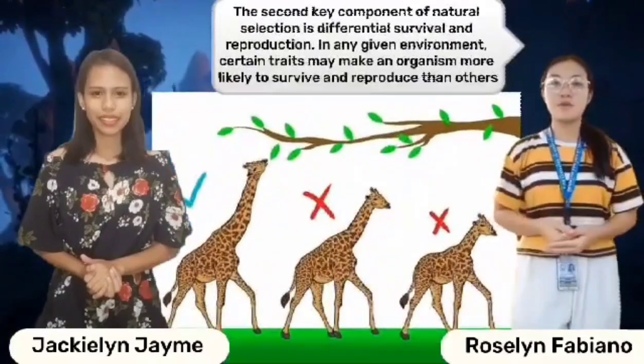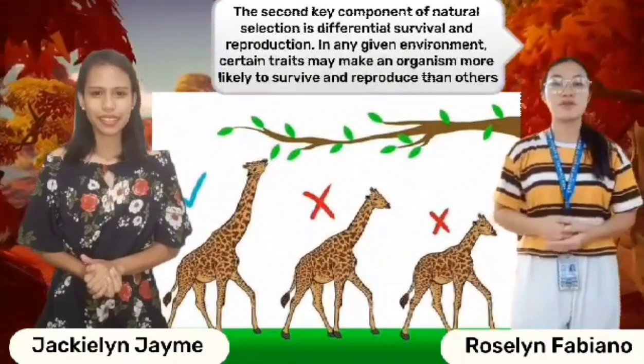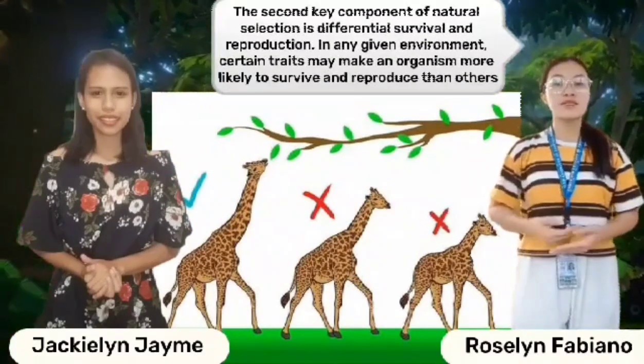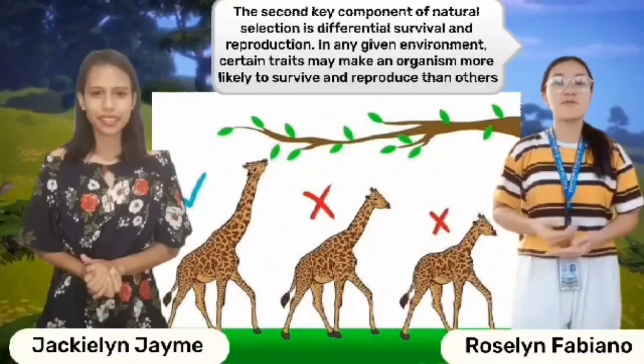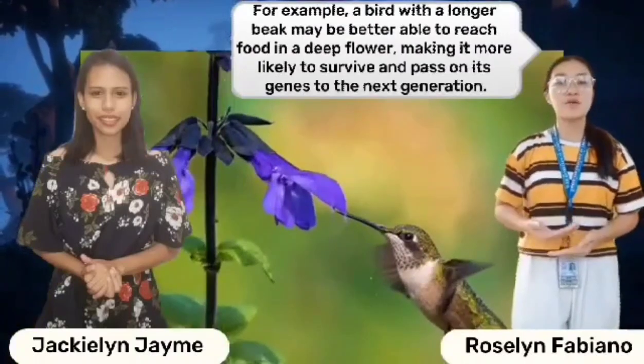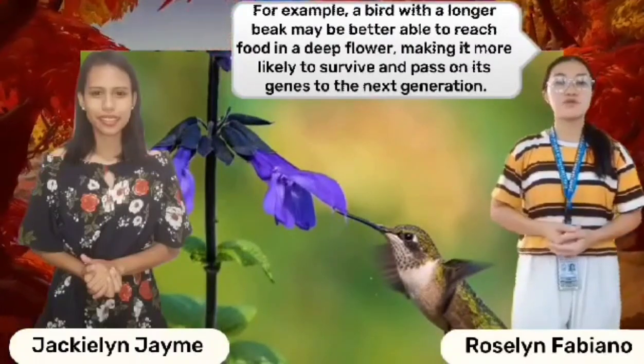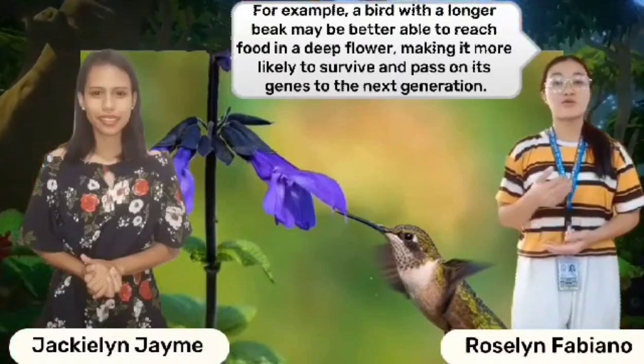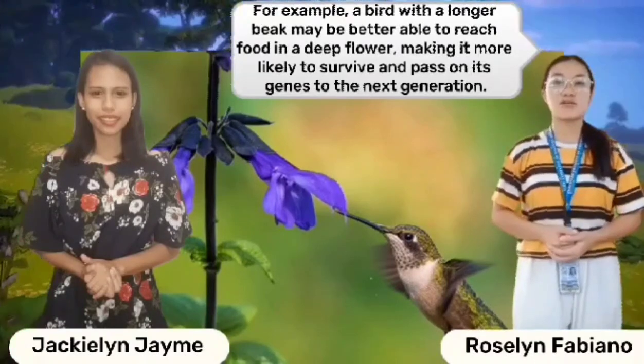The second key component of natural selection is differential survival and reproduction. In any given environment, certain traits may make an organism more likely to survive and reproduce than others. For example, a bird with a longer beak may be better able to reach food in a deep flower, making it more likely to survive and pass on its genes to the next generation.